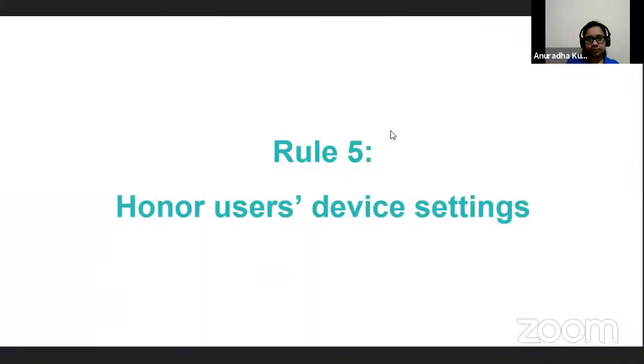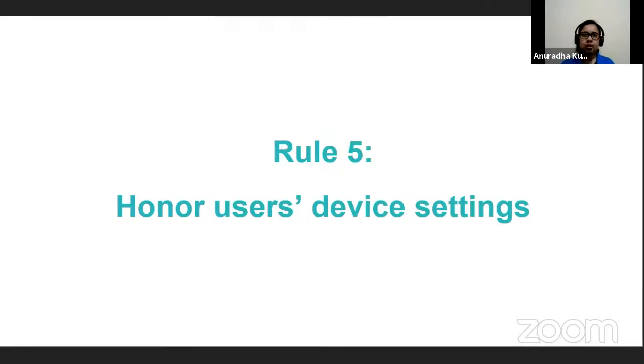So moving on, rule number 5 is honoring the user's device settings. What do we mean by that? There are some users who might not be comfortable watching animations or flashing content, these kinds of content. So they are not comfortable with it. And that's why we have these accessibility features in every device.